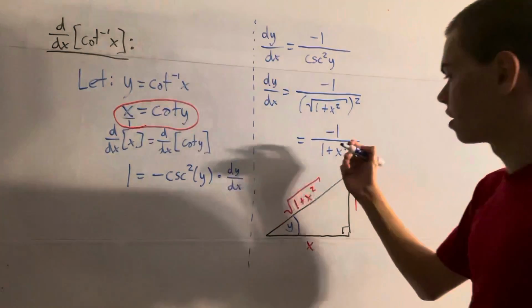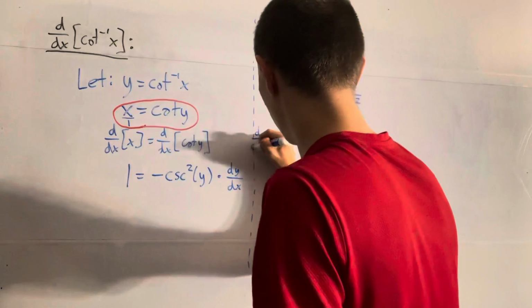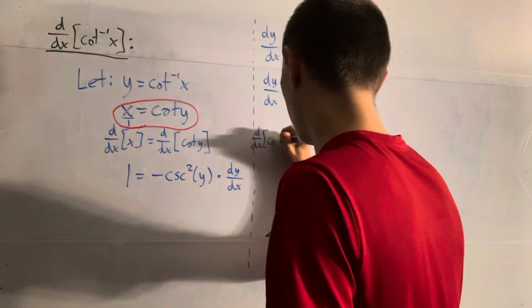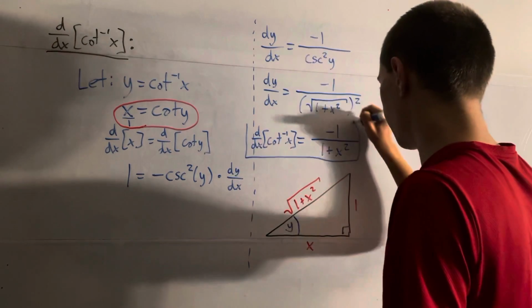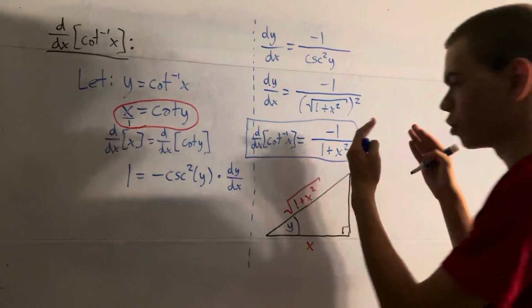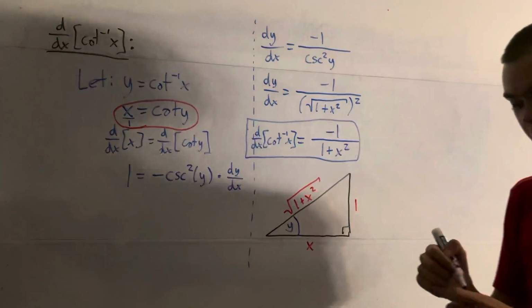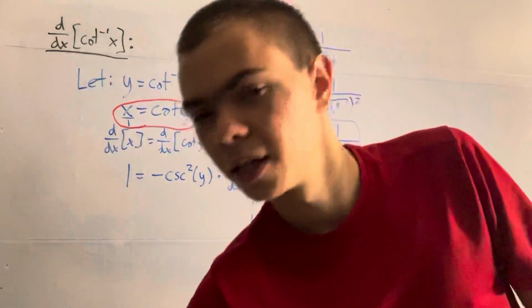And so this is the derivative of the arc cotangent of x. So this would be it. We've now figured out the derivative of the arc cotangent of x. That's it.